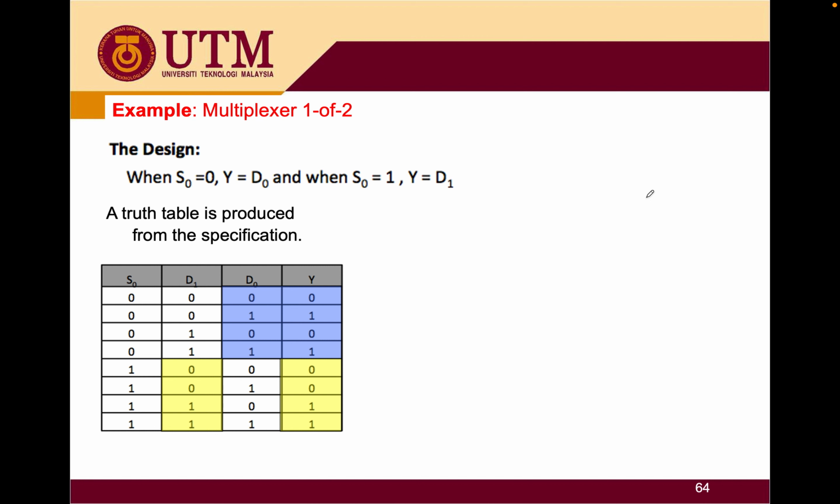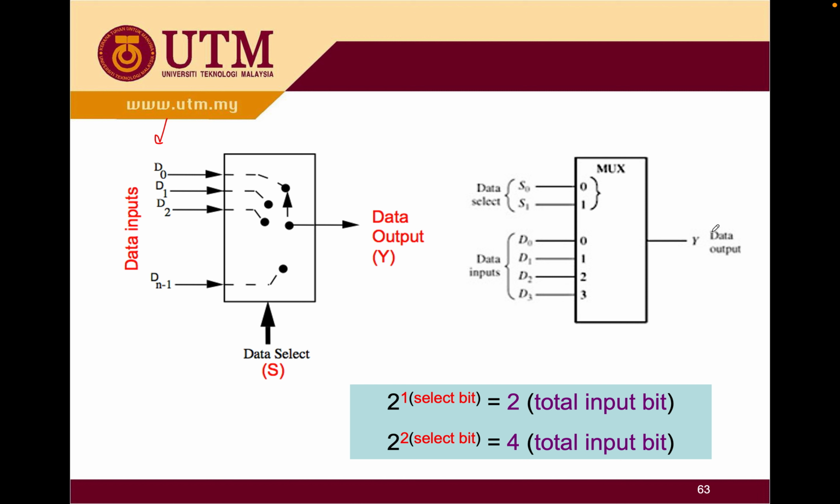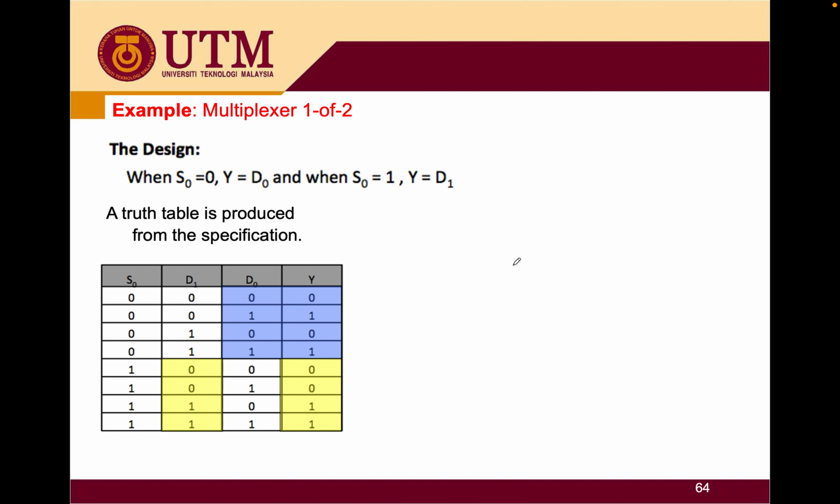For example, when you have a MUX 1 of 2, a multiplexer 1 of 2, that you're going to design. The design is you have S as your select, Y equal to D0. Y is going to be your output there. S will be your input side. So when S equal to 1, Y equal to D1. This one is the specification for your design.